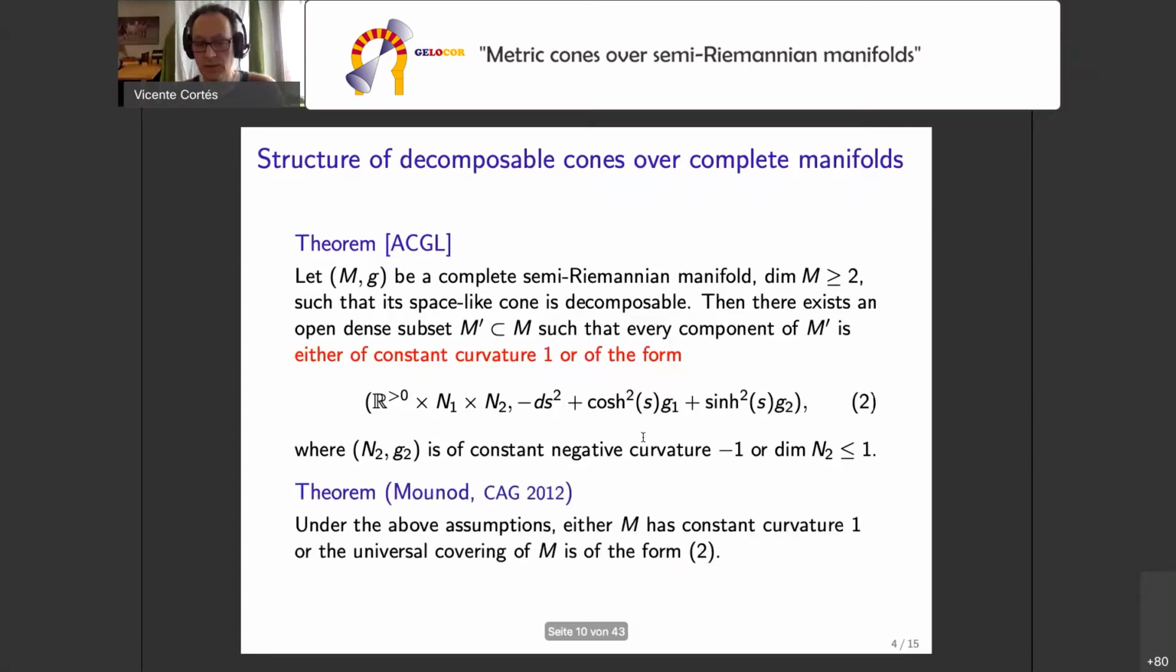And again, this was studied further by Monod, and he could improve the result as follows. In fact, you can show that under our assumptions, M has either constant curvature, or the universal covering of M is of the form 2. So it's a stronger statement than just the assertion that you have this open dense subset, but in fact all of the manifold is of the form 2 up to passing to the universal covering.